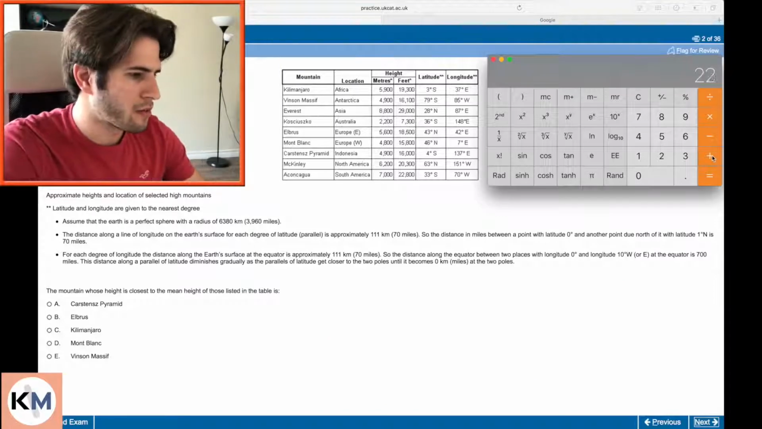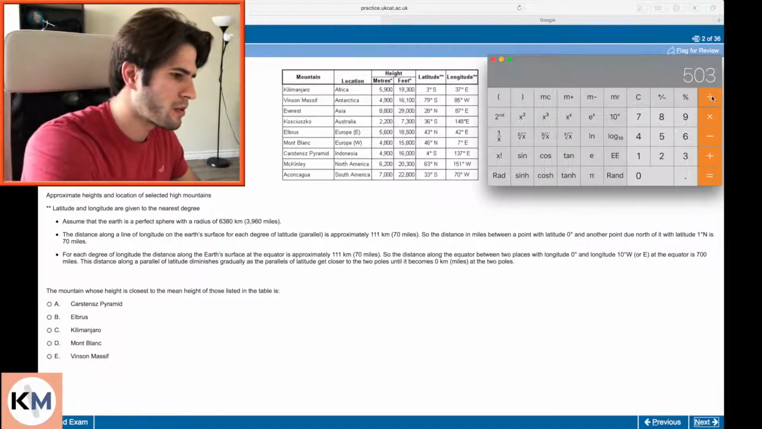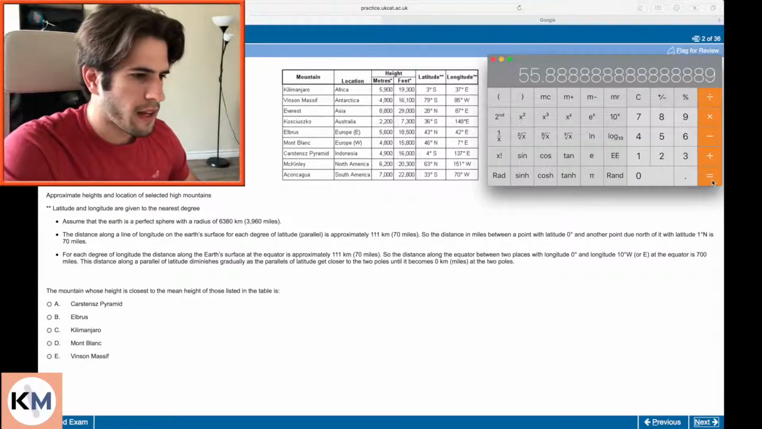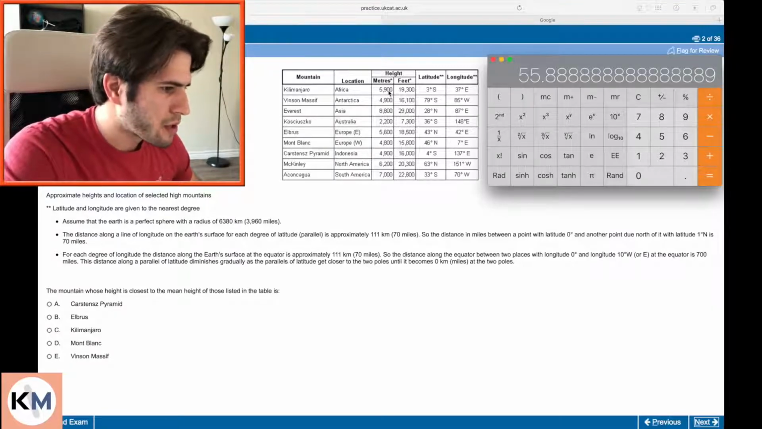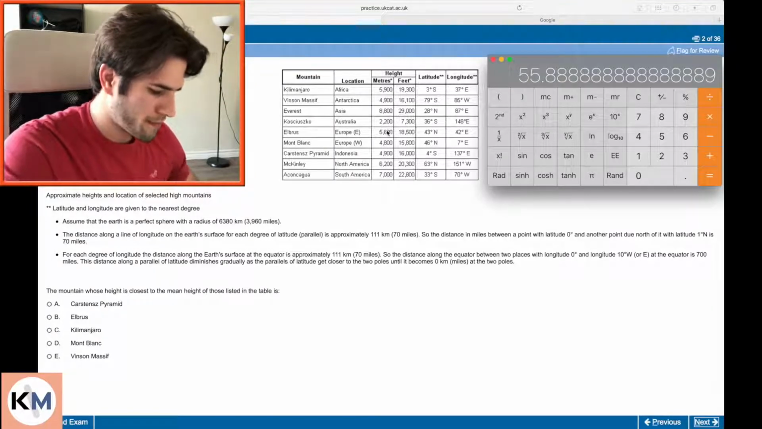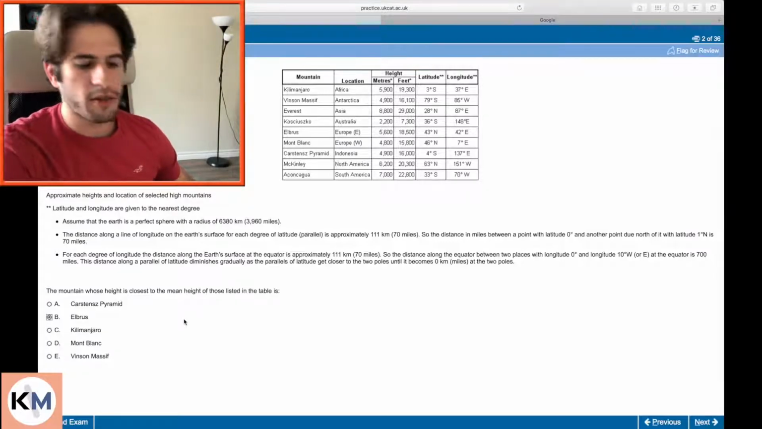So the mean equals this divided by the total number, 1, 2, 3, 4, 5, 6, 7, 8, 9. That gives me 55.8, so something close to 56, which is Elbrus. Does that make sense? So B for Elbrus, that's my answer to this question.